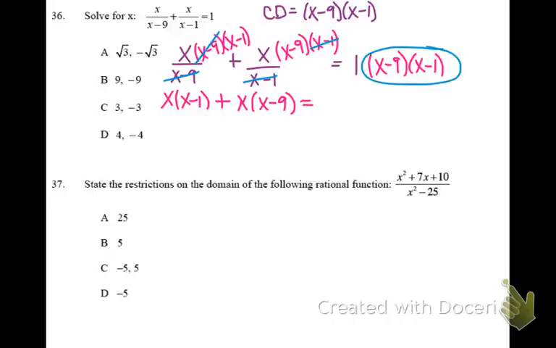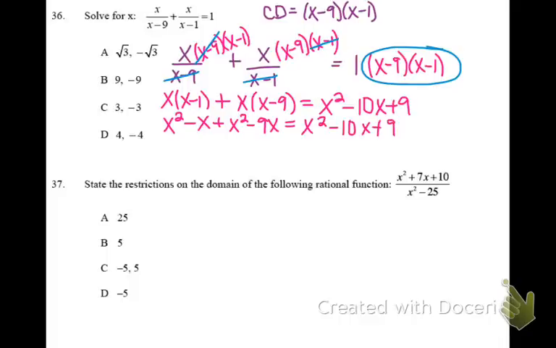You can FOIL it out. You're going to end up with x squared minus 10x plus 9. I can distribute what I have over here, so that's x squared minus x plus x squared minus 9x equals x squared minus 10x plus 9. Do you see how long this is getting?